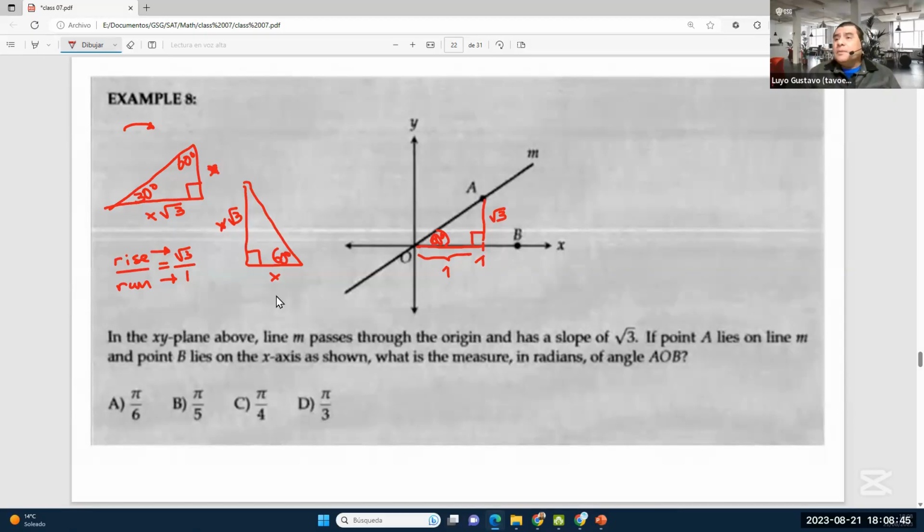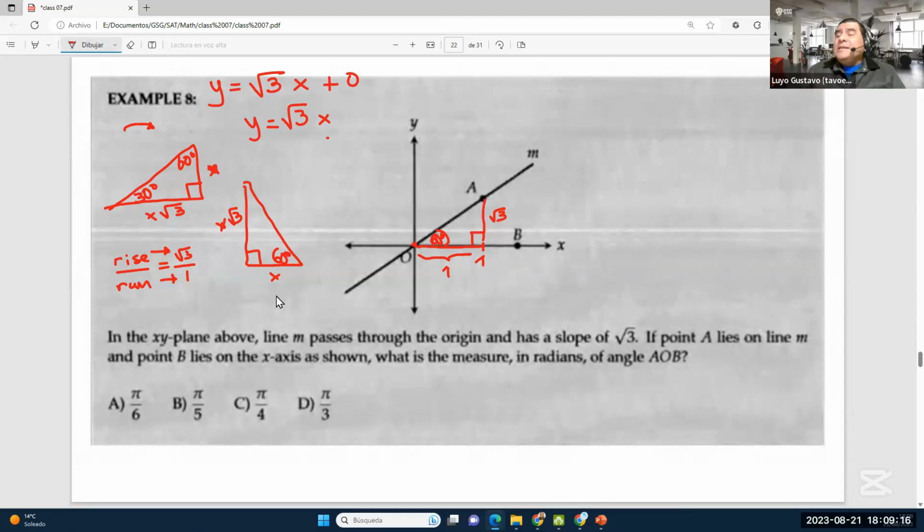A, right? Another approach would be to say, what is the equation of the line? It passes through the origin and the slope is the square root of 3. So you say, okay, the equation is y equals the square root of 3 times x plus the y-intercept, since it passes through the origin, plus 0. So just this. And from this, when x equals 1, y equals the square root of 3. You will get to the same conclusion.